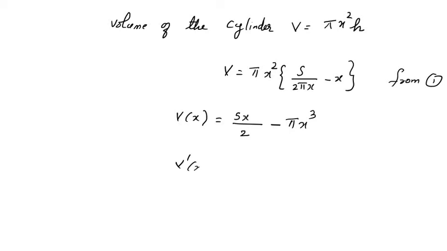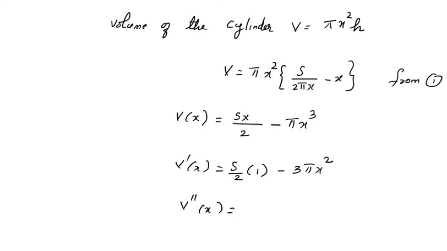That is V dash of x, or dV by dx. What is dV by dx? Differentiation of s by 2: s is constant, 2 is constant, therefore s by 2 is constant. What is the differentiation of x? That is 1. And here I will be getting 3 pi x square. Okay. Anyhow, after finding this, we have to find V double dash of x. Even that we can find here itself. Nothing wrong.